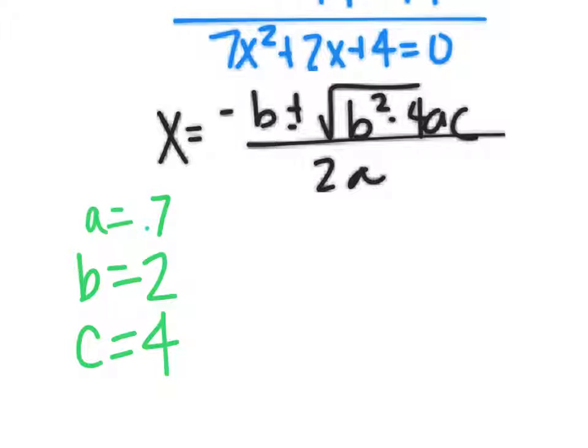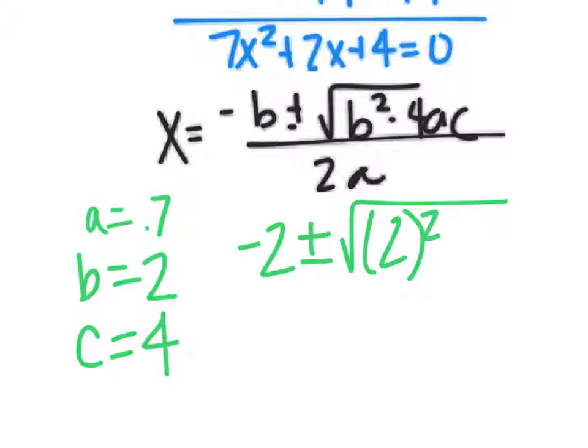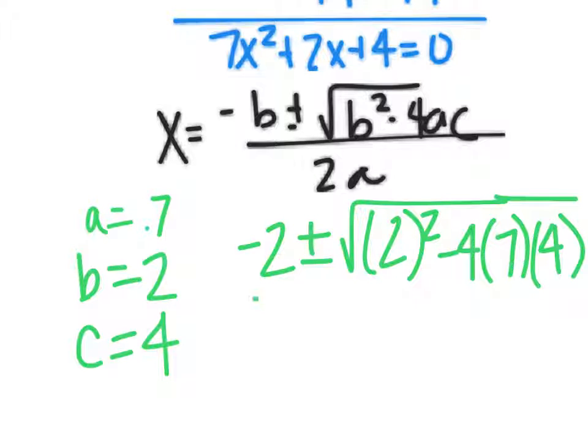Okay, so now we're just going to plug stuff in. So it says -b. What do you think that means? It's going to change the sign. It's the opposite of b. So b is currently +2, so when I put it in here, it's going to be -2. So -2 plus or minus the square root of b squared, which is 2 squared, minus 4 times a, which is 7, times c, which is 4, all over 2 times 7.